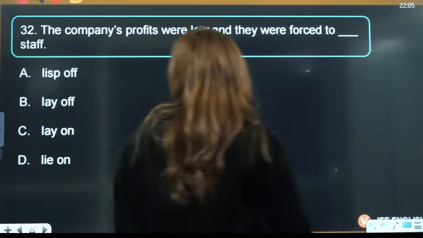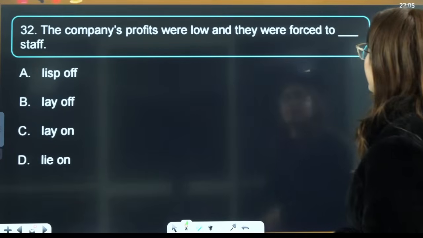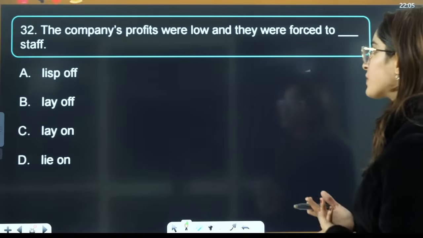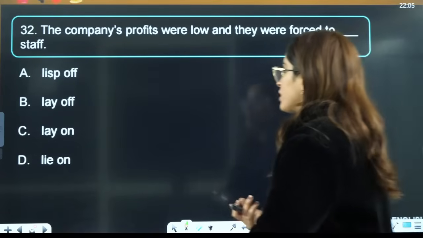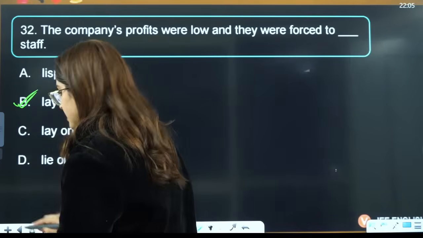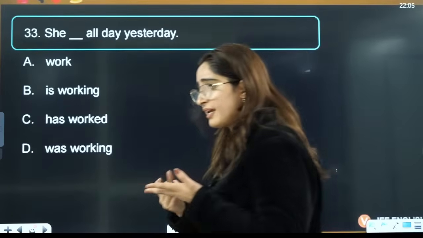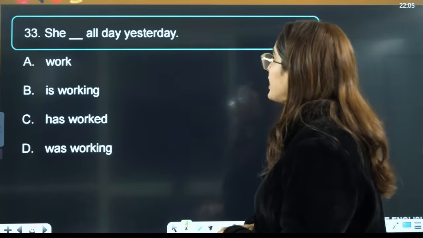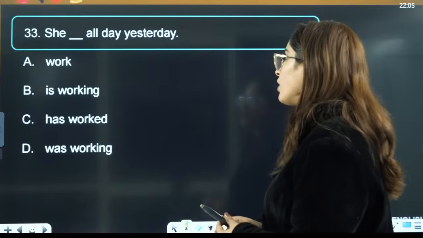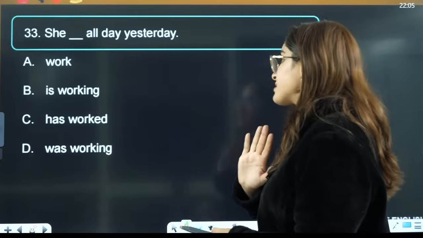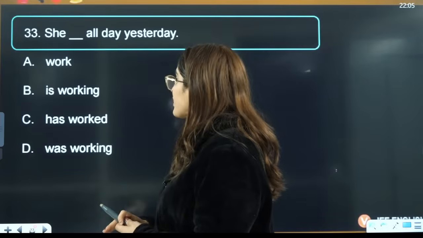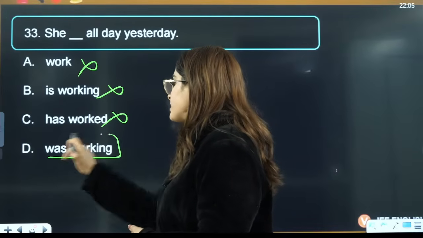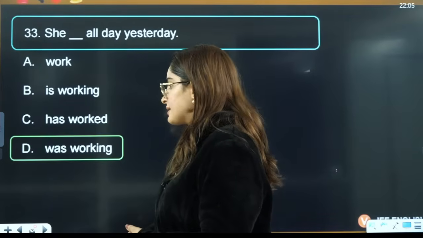The company's profits were low and they were forced to dash staff. Profits were low, so they will lay off the staff. So the answer will be lay off the staff. Even if you have ever gone through some news channel, you will be able to answer this. She dash all day yesterday. Yesterday, it is past tense. She was working. This is past. She was working, right?